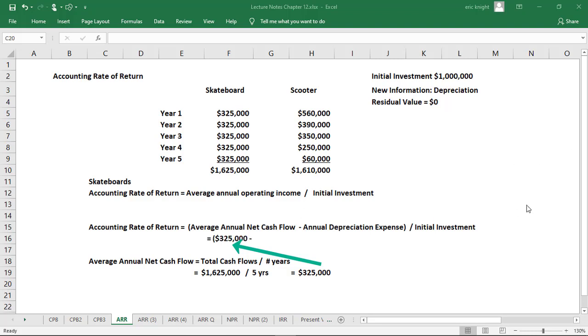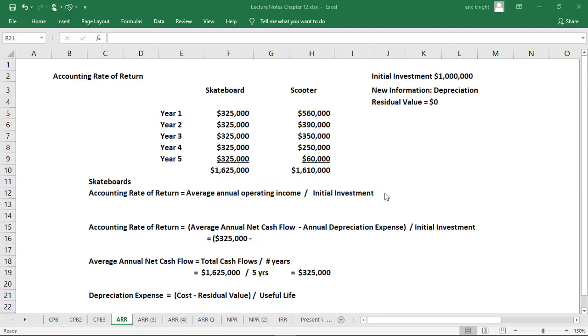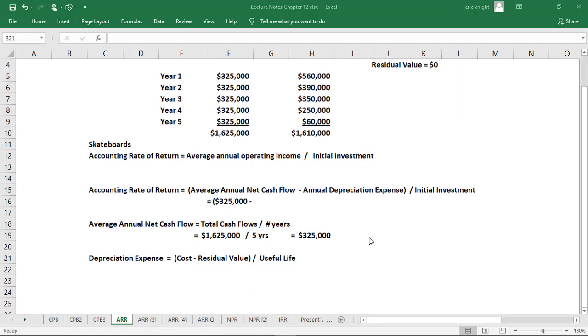Now let's look at getting the depreciation expense. The depreciation is calculated by taking the initial cost minus the residual value. In this case, we've been given additional information that the residual value is 0. That just means how much we think the equipment is going to be worth at the end of the 5 years that we're going to produce skateboards. And then for the depreciation expense, divide that by the useful life. So the cost of the initial investment is $1 million, the residual value is 0, divide by 5, and we get $200,000. So let's put that into the formula.